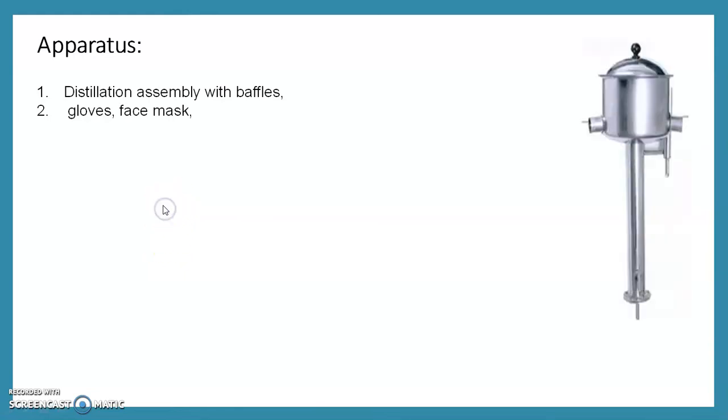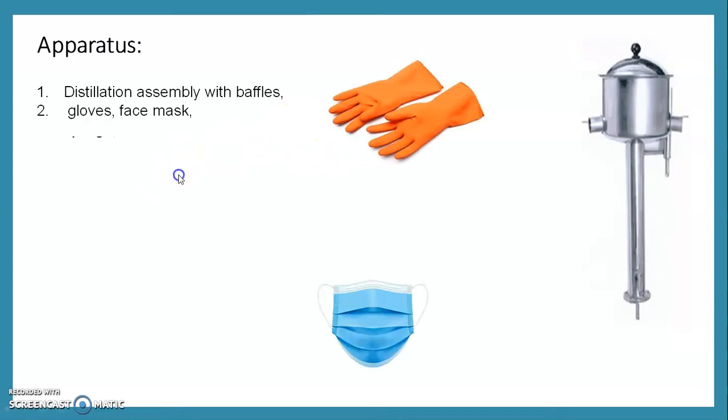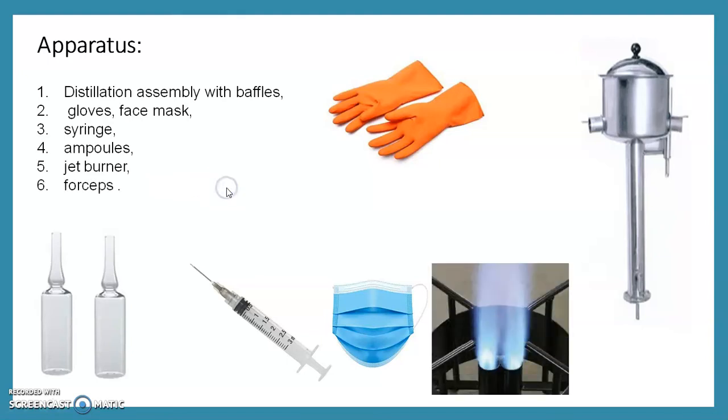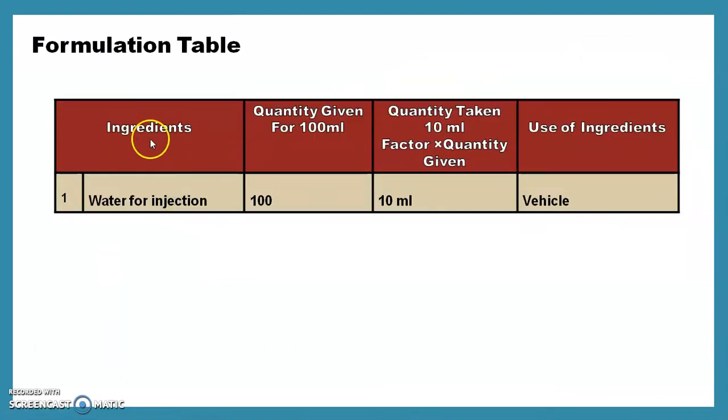Then we see the apparatus required for today's experiment: distillation assembly with baffles, gloves, mask, face mask, syringe, ampoules, jet burner, etc., and forceps for the bead sealing. Then we move toward the formulation table. The formulation table contains the ingredient, quantity given, quantity taken and use of ingredient. We have to prepare only 10 ml, and the ingredient required is water for injection, which we will obtain after the distillation of water. It is used as a vehicle.